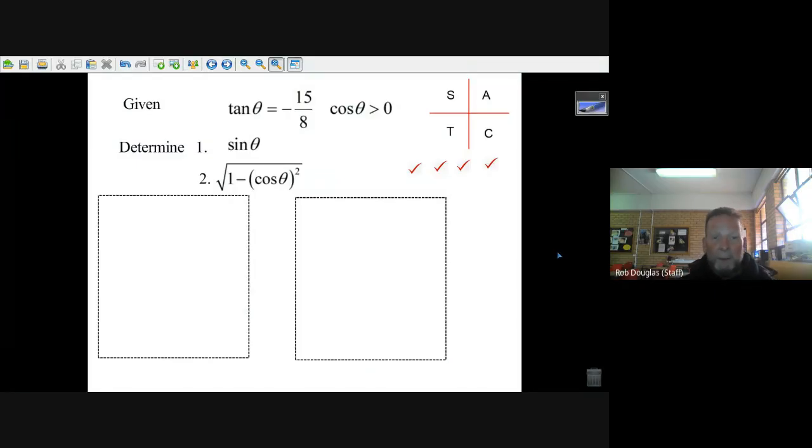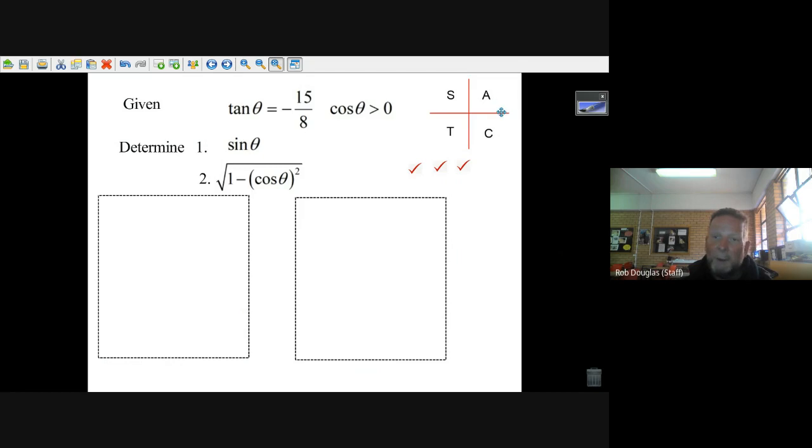Okay, we're going to do a Pythagorean trigonometry question, and let's just get started here. Here we have the tangent of theta is equal to negative 15 over 8, and the cosine of theta is positive. Well, we use these two pieces of information.